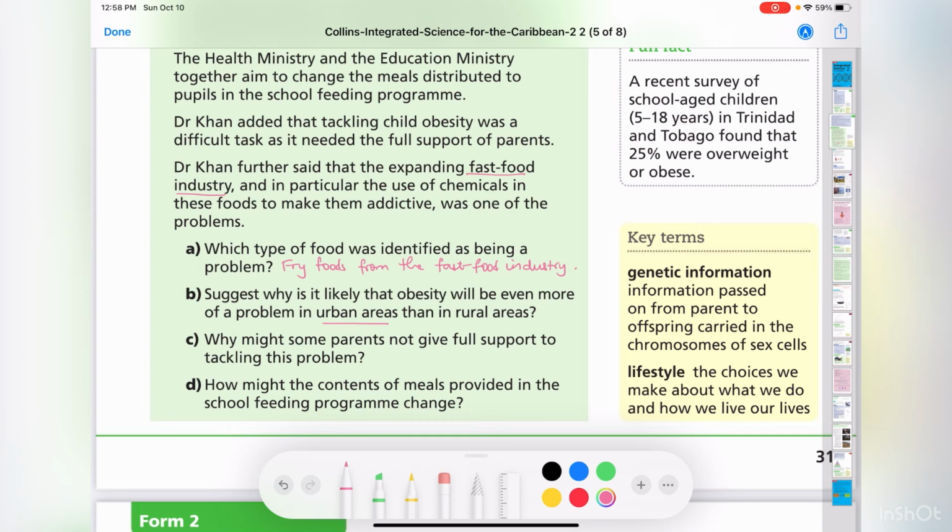And how might the contents of meals provided in the school feeding program change? So they might want to introduce more vegetables, less carbohydrates, a more balanced meal, ensuring that all the nutrition factors are met. Those are some of the things that might be changed.